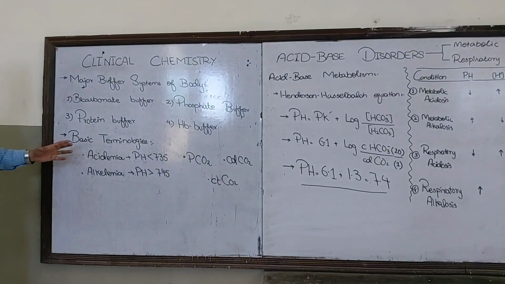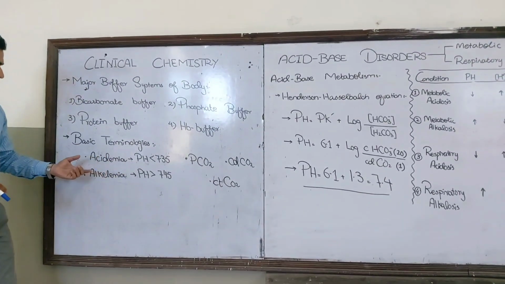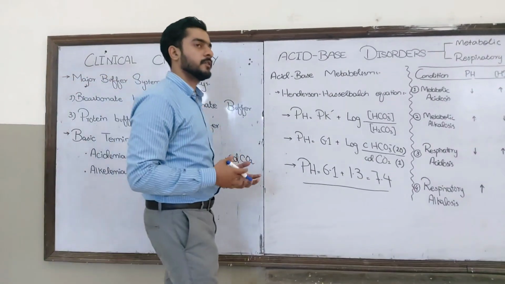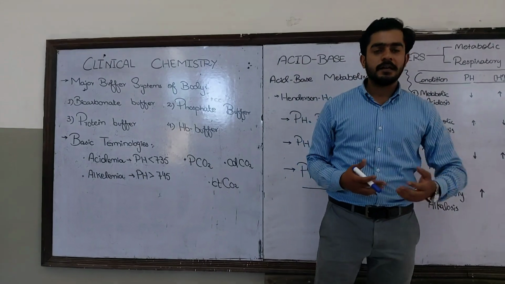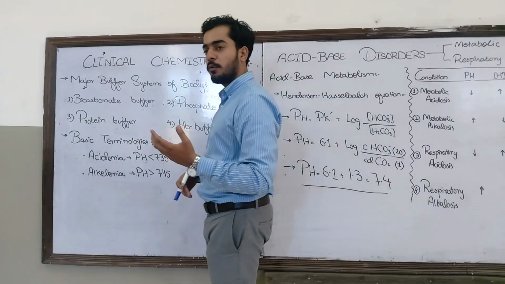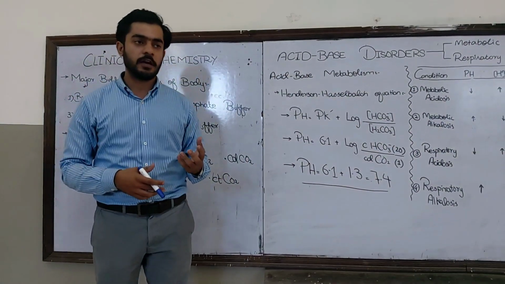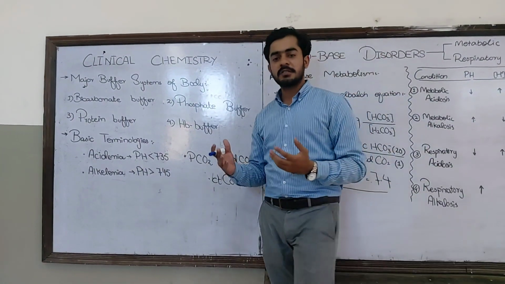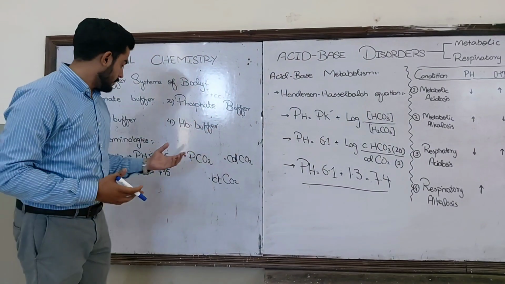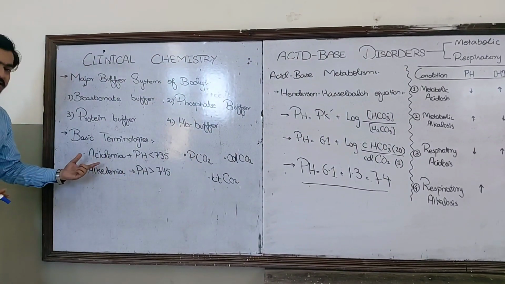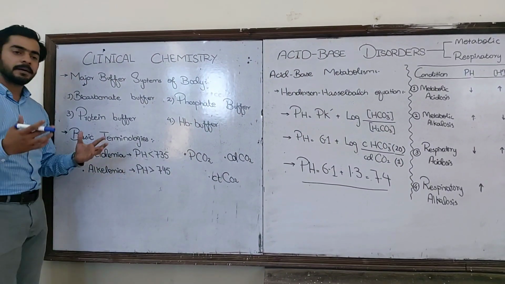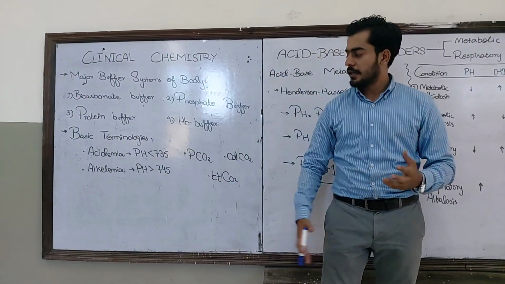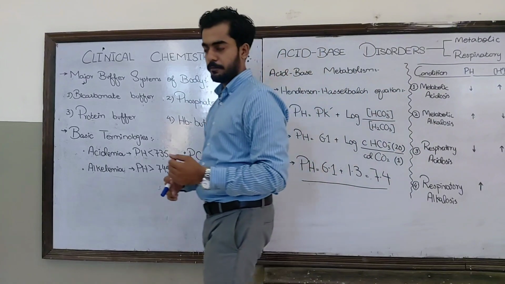Now let's discuss our basic terminology, which is about acidemia and alkalemia. We know that the pH of the blood is in the range of 7.35 to 7.45. Whenever the pH of the blood decreases below 7.35, it leads to a condition called acidemia. And whenever the pH increases above 7.45, it turns into a condition called alkalemia.